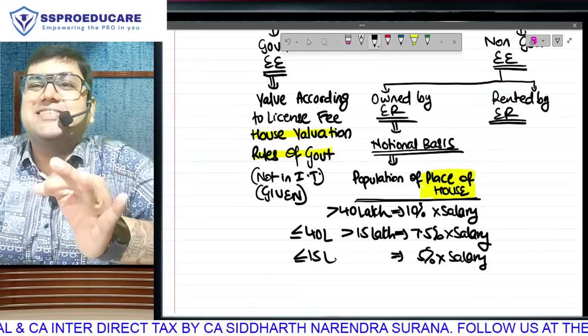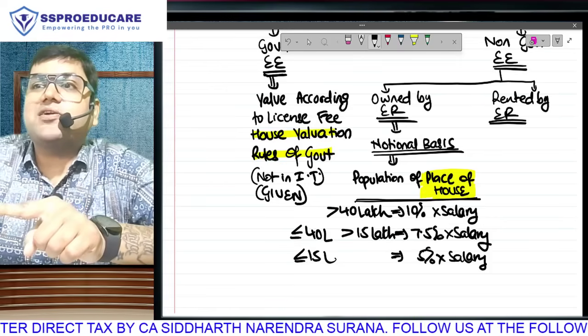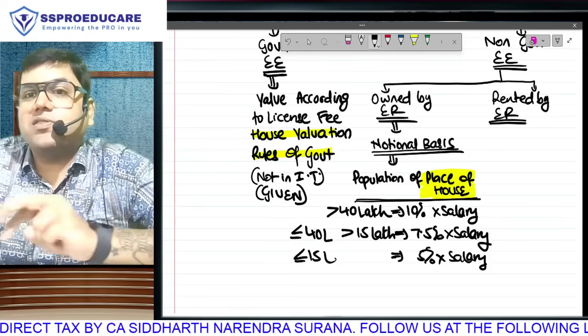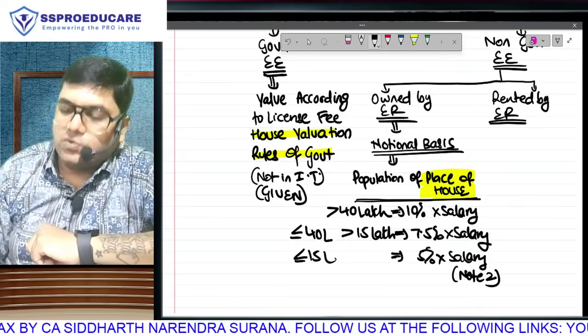So if the population is 0 to 15 lakh, 5% of salary. More than 15 to 40 lakh, 7.5, and more than 40 lakh. And of course, what salary to take? Note 2. Sir, why note 2?